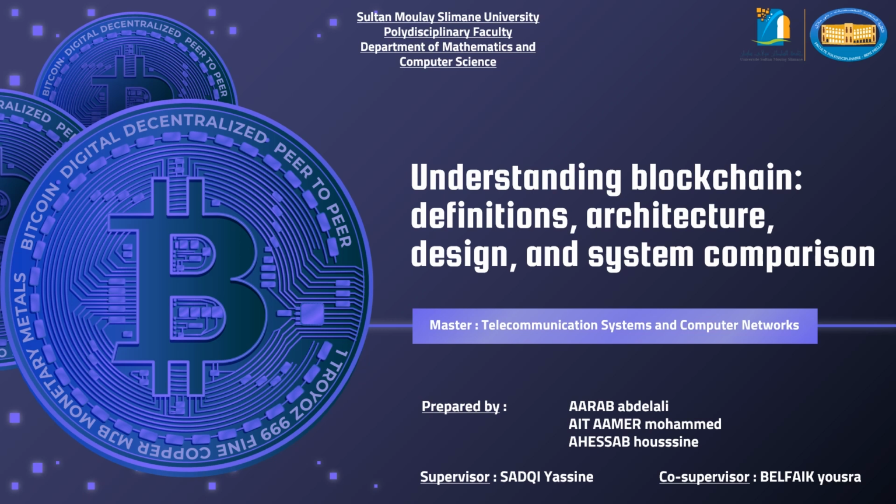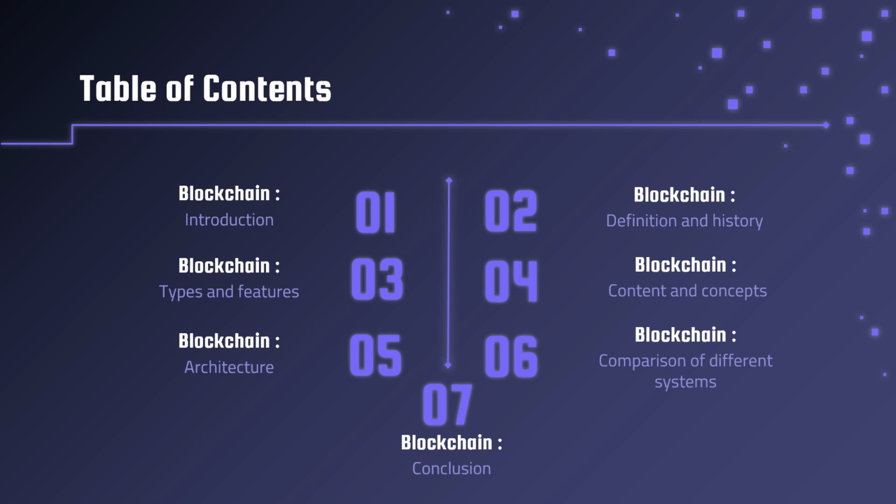As you can see on the screen, our topic today is understanding blockchain: definitions, architecture, design and system comparison. This presentation is structured as follows. Firstly, blockchain introduction. Next, we will discuss blockchain definition and history, blockchain types and features, then blockchain content and concepts and architectures, and we will discuss blockchain comparison of different systems, and finally, blockchain conclusion.